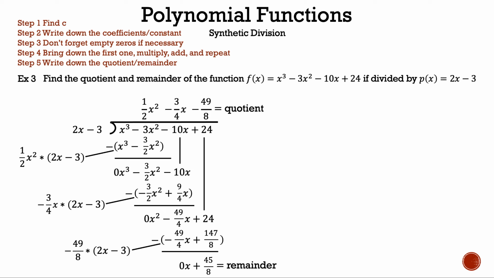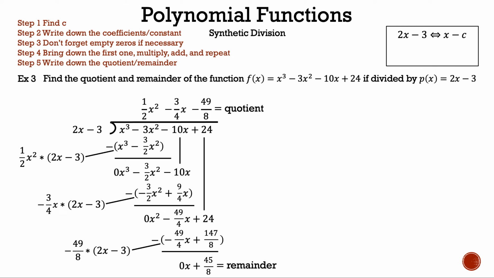You can watch the exact question using long division in another video. So the quotient is 1/2 x squared minus 3/4 x minus 49 over 8, and the remainder is 45 over 8. Now that we know what we're looking for, let's find it with synthetic division.